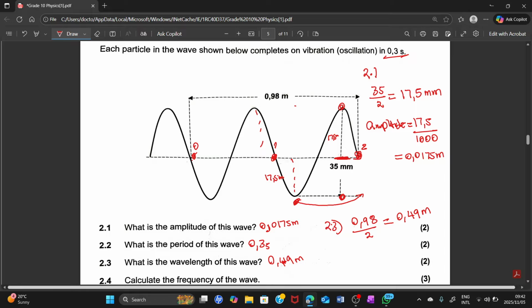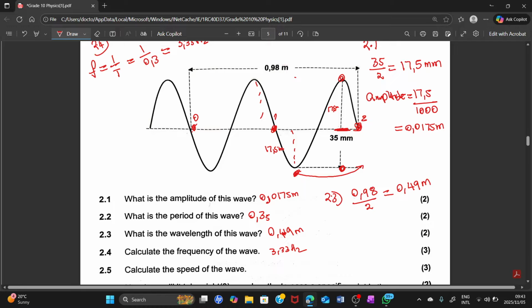Okay, let's go to the next question. Calculate the frequency of the wave. It's 2.4. What do we do for the frequency of the wave? We have a formula. f is equal to 1 over T. 1 over, what is the time that we have, class? It's 0.3. So when you press your calculator, you're going to get 3.33 what? Hertz. That is the answer that we are going to get in this question. We are good on that one.